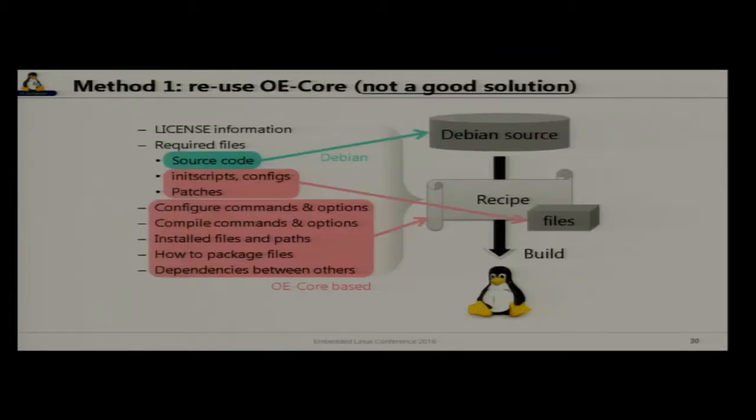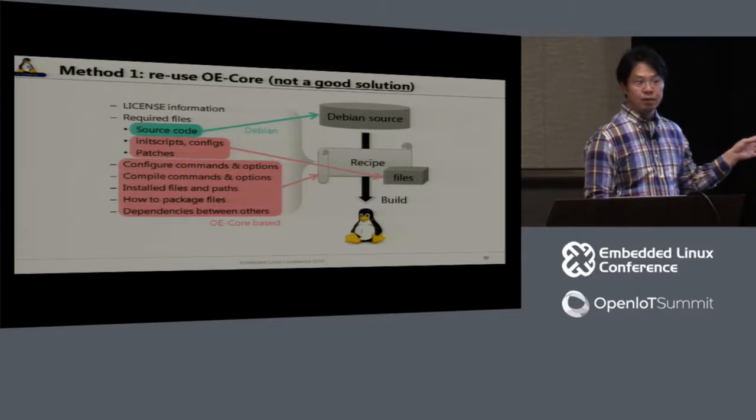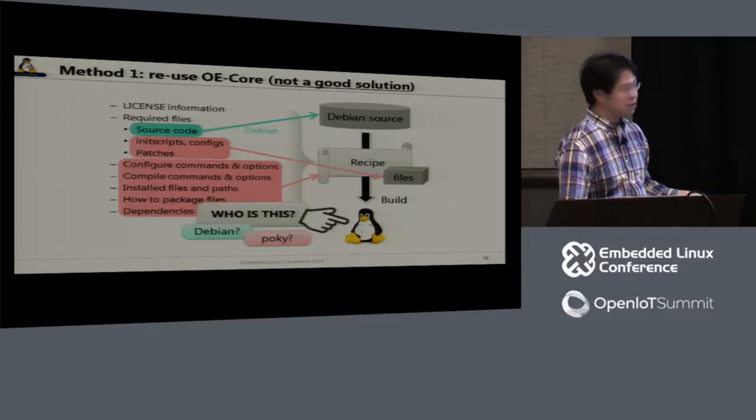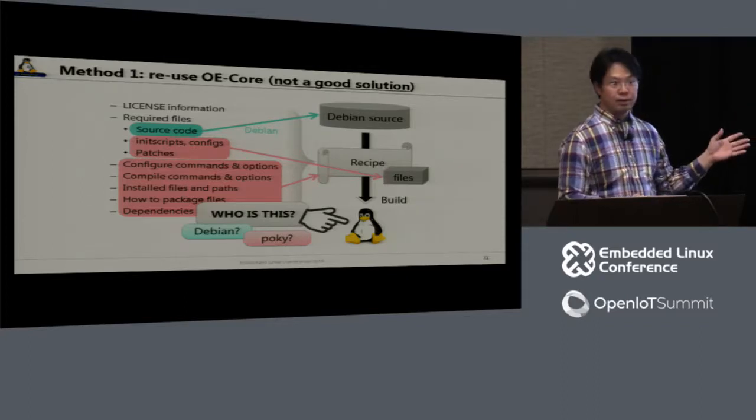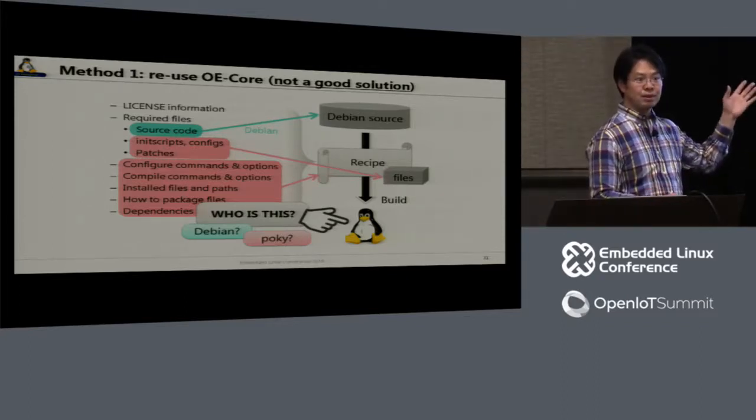So, when we created not-good solutions like this, we just used the source code, but other patches or license information or something like that just used OpenEmbedded-based ones. So this is, we can't say who is that. This looks like just using Debian source code, but many parts are from Poky, which includes local patches from Poky and also many fixes from Poky. So this causes a big conflict.